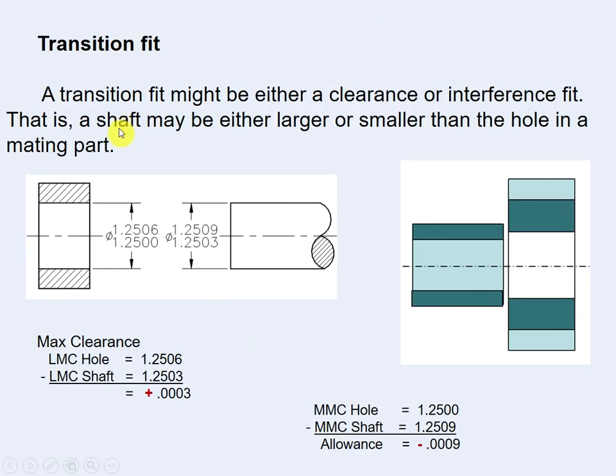The transition fit, guys, may be either clearance or interference fit. That is, the shaft may be either larger or smaller than the hole in the mating part. In this example, clearance is positive, but the allowance is negative. What that means? Sometimes if you pick one part and measure the dimension, it will be a forced fit, sometimes it will be a clearance fit. So this is a transition fit. Okay?